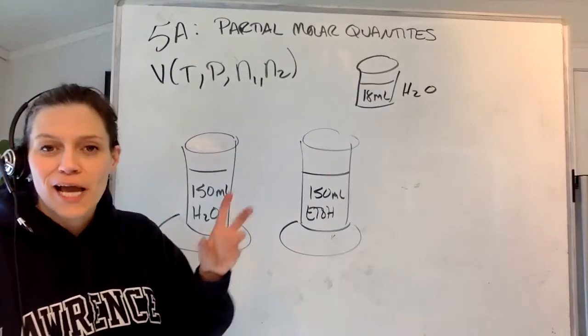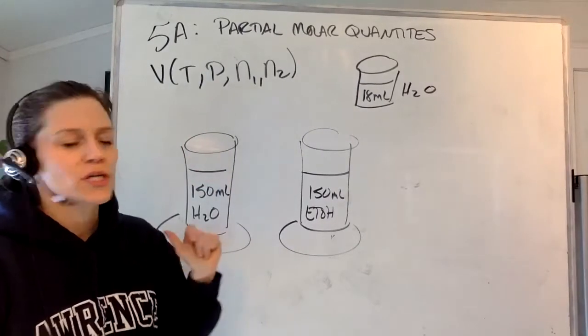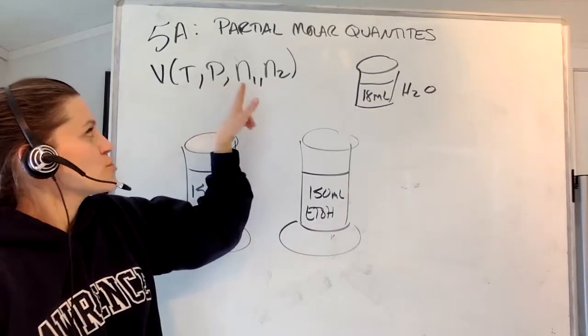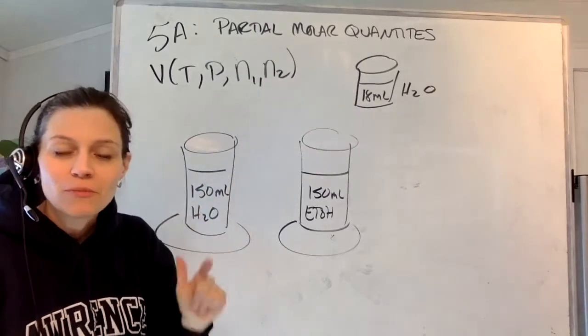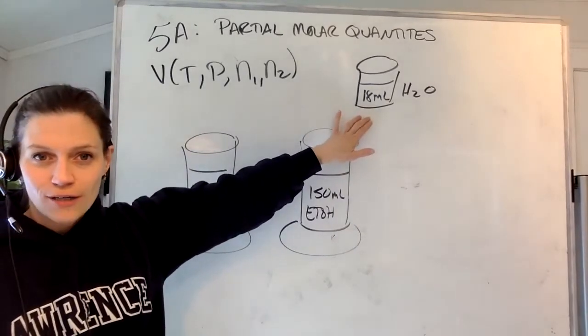Okay, I decided I was going to actually show you the demonstration that we would do in class via drawing it on the board. So we have volume as a function of temperature, pressure, and the number of moles present of a mixture. But the problem is these are no longer linear.